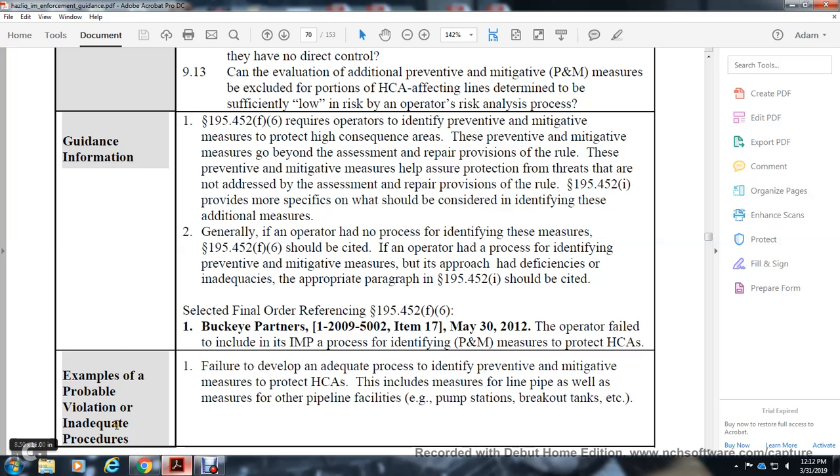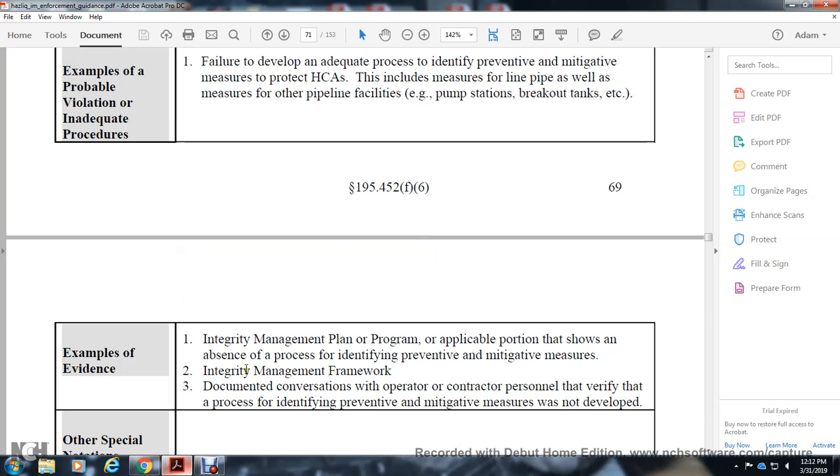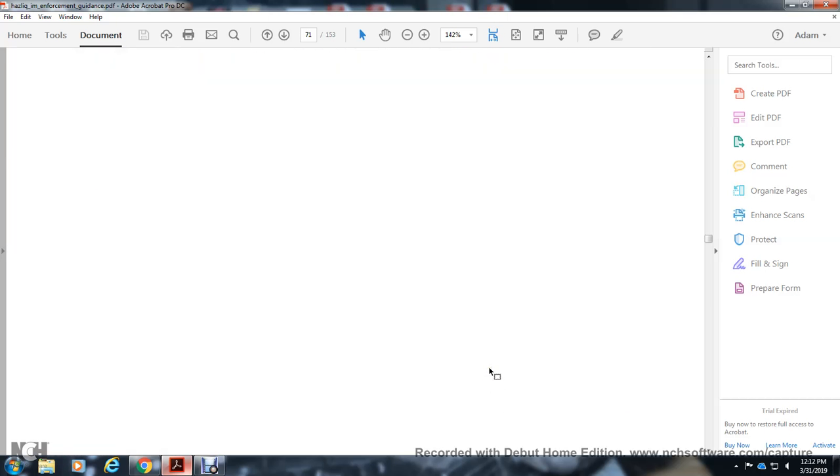Example of a probable violation: inadequate procedure. Failure to develop an adequate procedure for identifying preventive and mitigative measures to protect high consequence areas, including measures for line pipe as well as for other pipeline facilities such as pump stations and breakout tanks. Examples of evidence: the integrity management plan or program's applicable portion shows the absence of the preventive and mitigative measures, integrity management framework documentation, and conversations of the operator with contract personnel verifying that the identified preventive and mitigative measures were not developed. Other special notations: not noted.